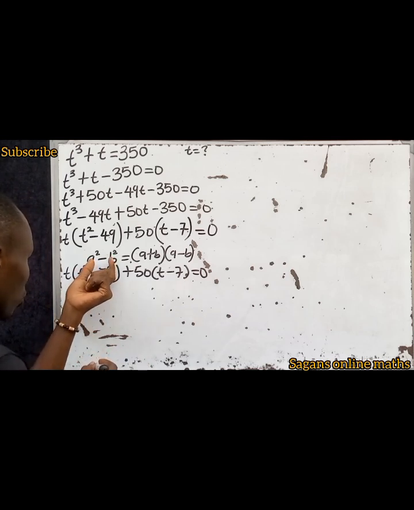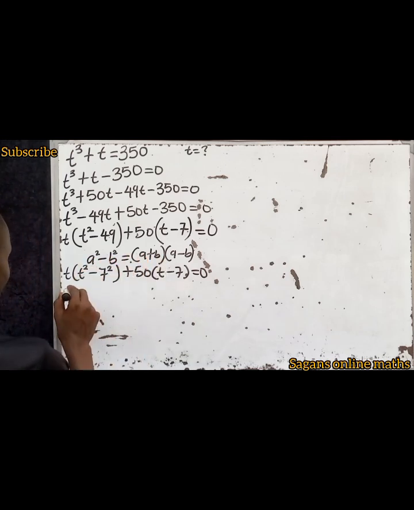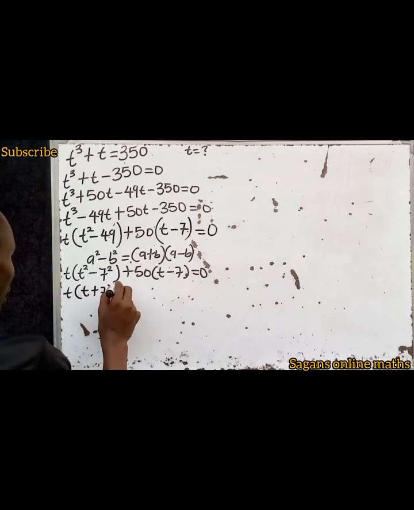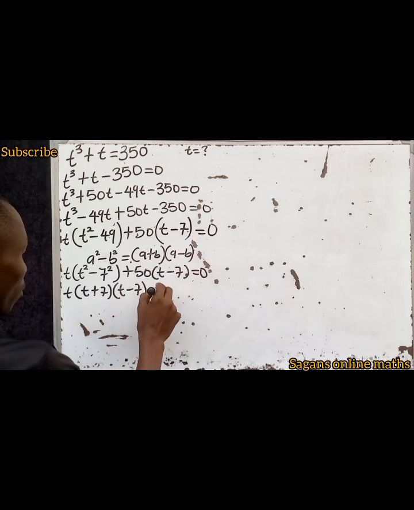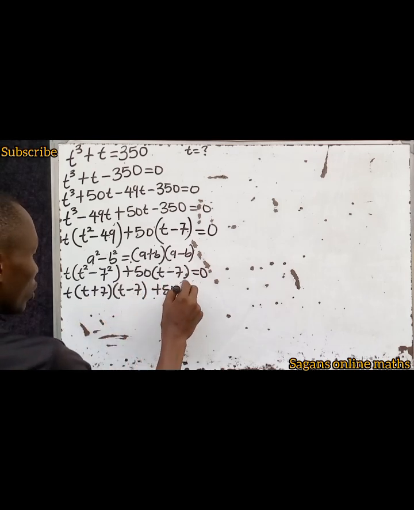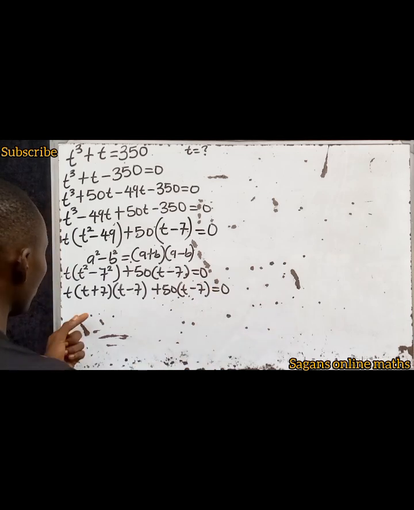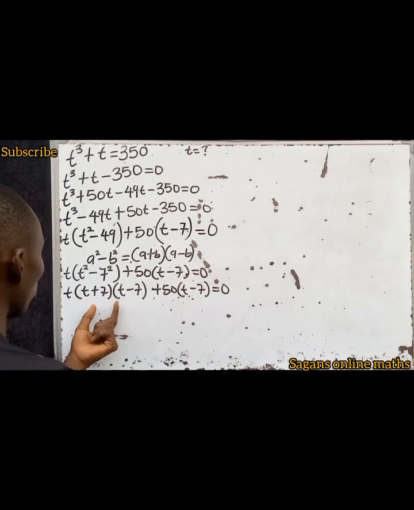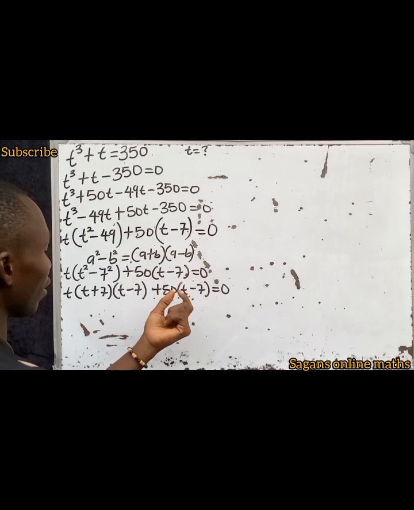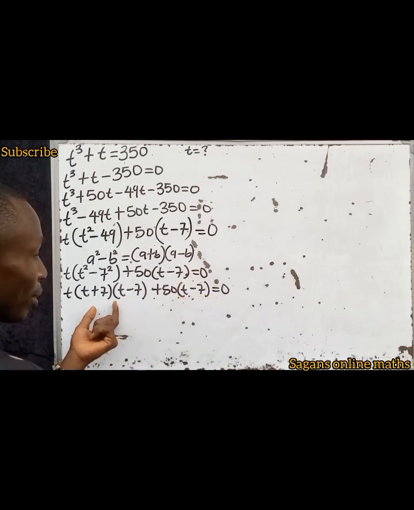Now you can see that this is a difference of two squares. So what you are going to do here is t times (t plus 7) times (t minus 7), then plus 50 times (t minus 7), all this equals 0. Now observe very well. What is common? You see that t minus 7 is common to both terms.